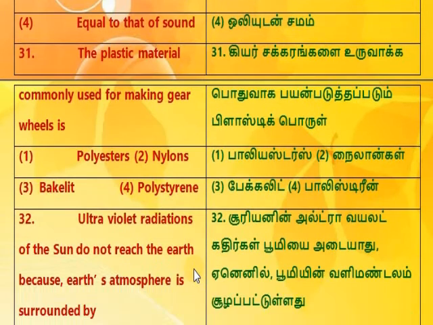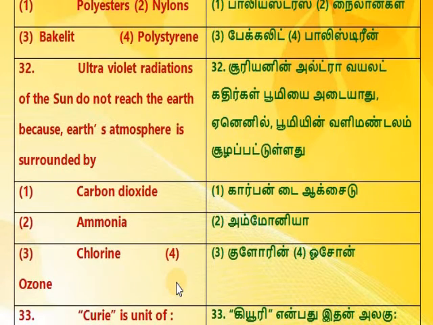31. The plastic material commonly used for making gear wheels is: 1. Polyesters, 2. Nylons, 3. Bakelite, 4. Polystyrene. 32. Ultraviolet radiations of the sun do not reach the Earth because Earth's atmosphere is surrounded by: 1.